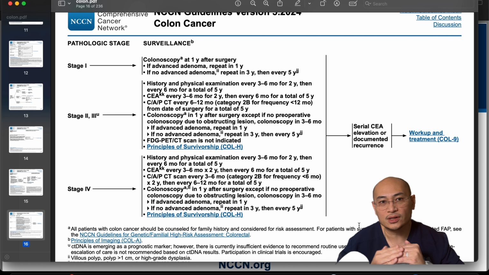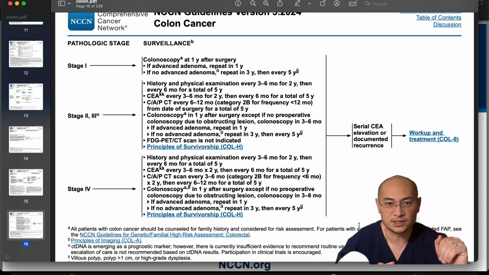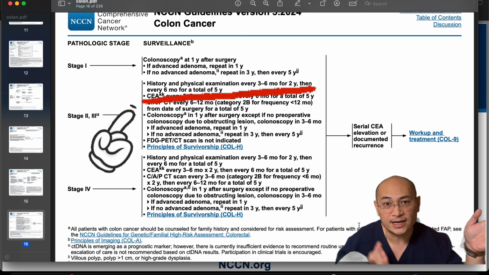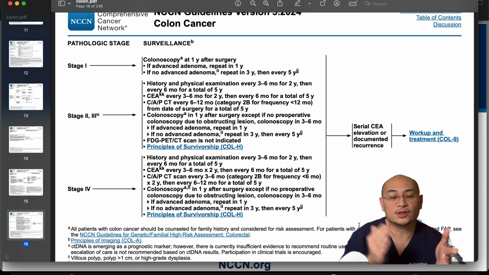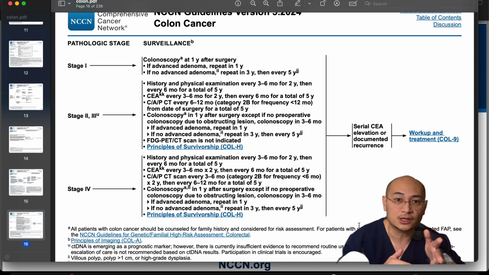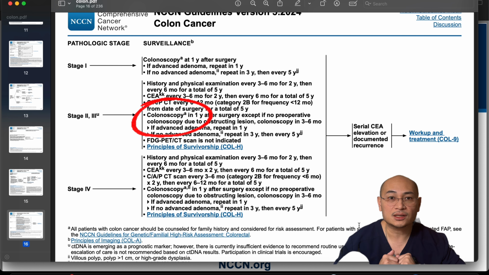And so the surveillance is broken down into certain pieces. One is going to be a physical examination, which is between 6 to 12 months, and the actual surveillance process is going to be up to 5 years. Followed by your laboratories. Again, we're talking about CEA and monitoring its trend. Followed by an annual colonoscopy.